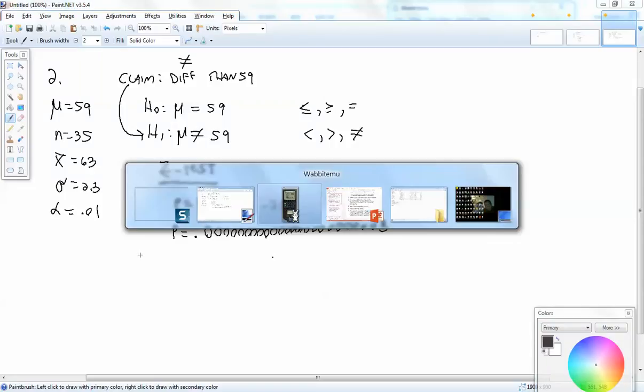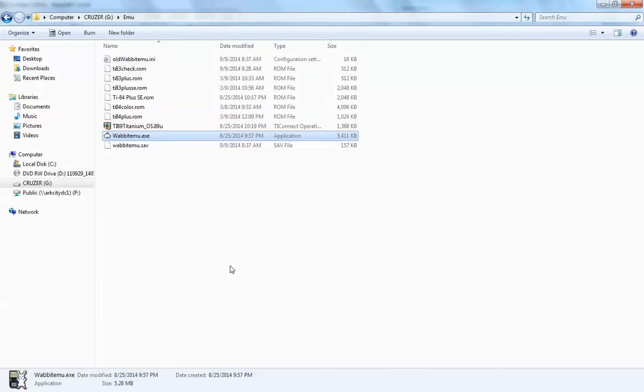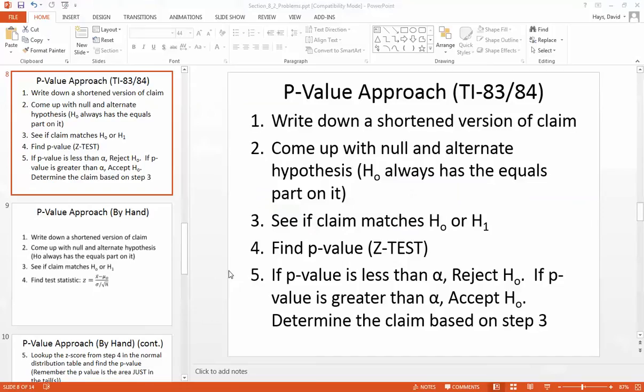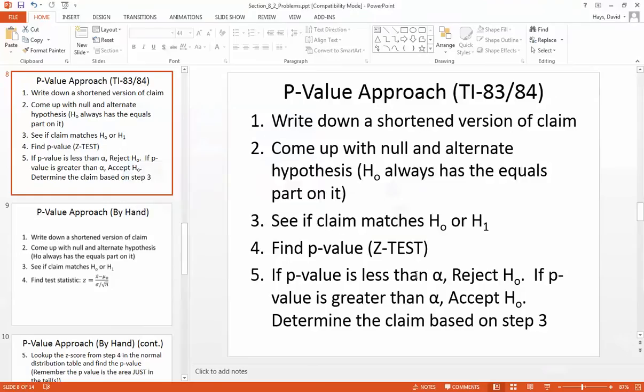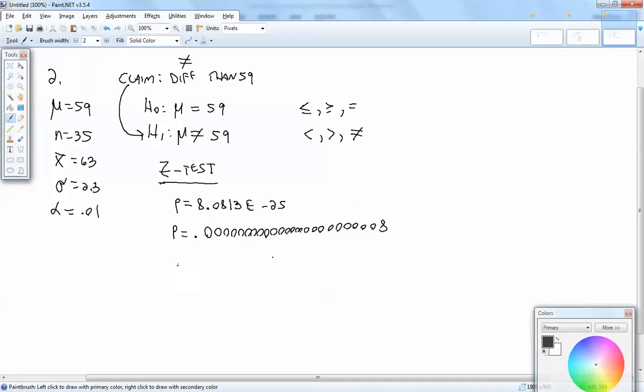If I go back to my steps, if the p-value is less than alpha, and obviously the p-value is less than alpha, alpha is 0.01, then it says we reject H naught. Now H naught and H1 are opposites of each other, so if I reject H naught, that means I accept H1. And our claim matches H1, so whatever we say about H1 is what we say about our claim, so we accept our claim.